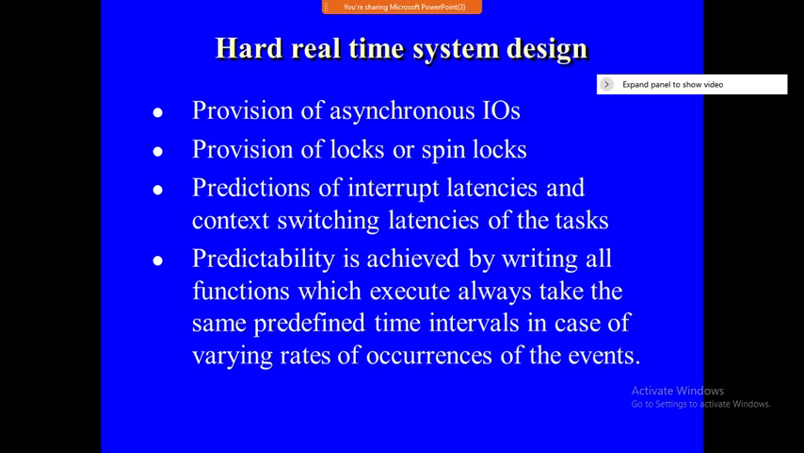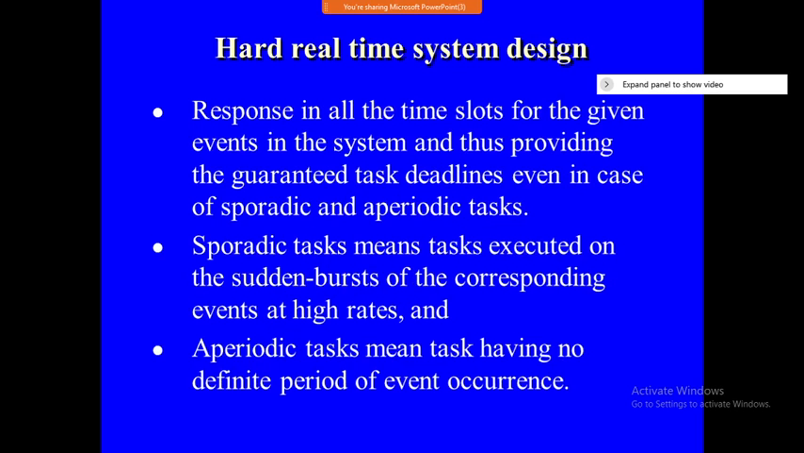Predictability is achieved by writing all functions which execute so that they always take the same predefined time interval, even with varying rates of occurrence of the event. The response in all the time slots for the given events in the system is always given, thus providing guaranteed task deadlines even in case of sporadic or aperiodic tasks.